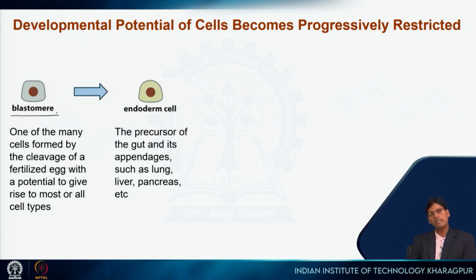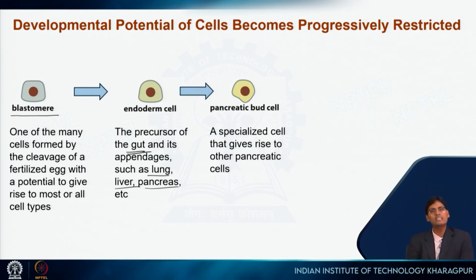Now in the next step, when it is forming endoderm cells, then it has some limited options. It cannot make everything. It has the potential to make the gut and some other appendages in our body such as lung, liver, pancreas. So still it has potential to make different types of organs in our body during this stage.